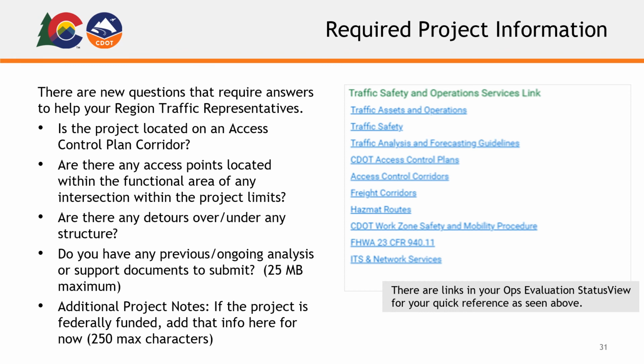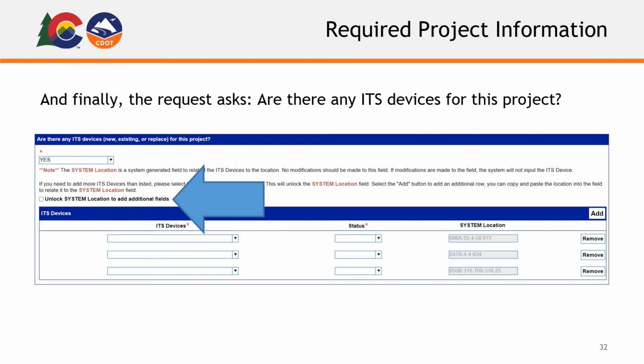supporting document. And finally, the request asks, are there any ITS devices for this project? Use the drop-down menu to answer the question. If you answered yes, as shown above, a new section will appear to add any known ITS devices. A row for each location of the project will be auto-generated from the information pulled from SAP. The location field defaults to read only.